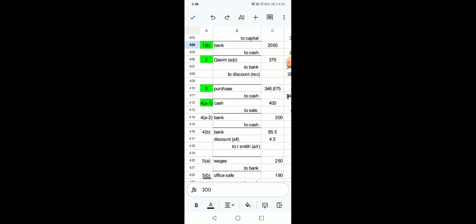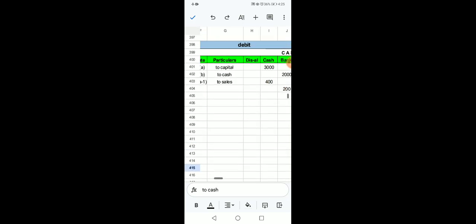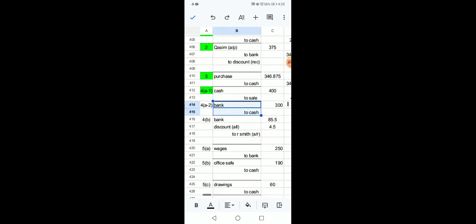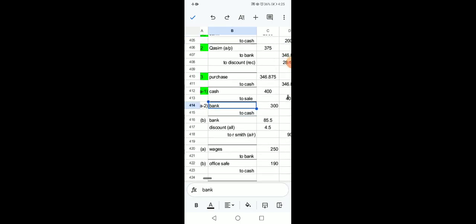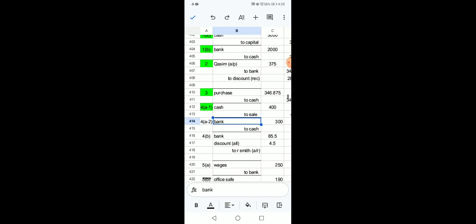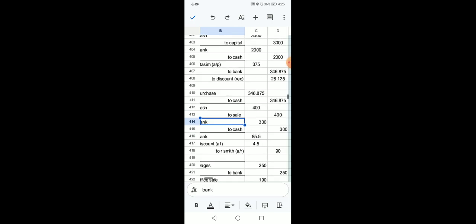Now see its reference. What is written on the opposite side of bank? That is cash. So you will be writing "to cash" over here. And the last step is to see the date, which is 4A2. So you will mention 4A2 over here. In 4A2, there were two elements. First was bank, and we have debited 300 into the bank account. Why have I written 200? 4A2 bank debit 300. The amount was 300.